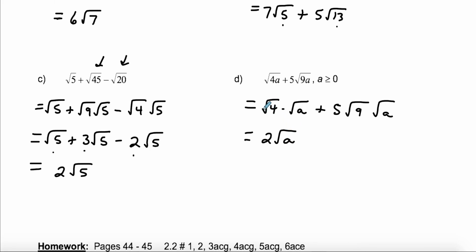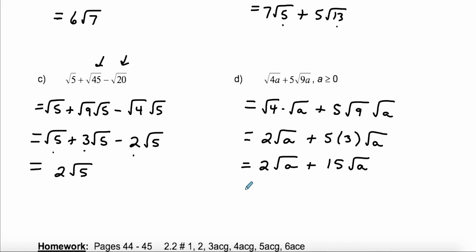So again, I found the square root of 4, so the radical sign disappears because the square root of 4 is 2. And then what do I have over here? I have plus 5 times 3 root a, because I found the square root of 9 and that's 3. So I have 2 root a plus 15 root a, and that's a like terms question now. If I have 2 of those root a's and I add 15 more, I have 17 root a.